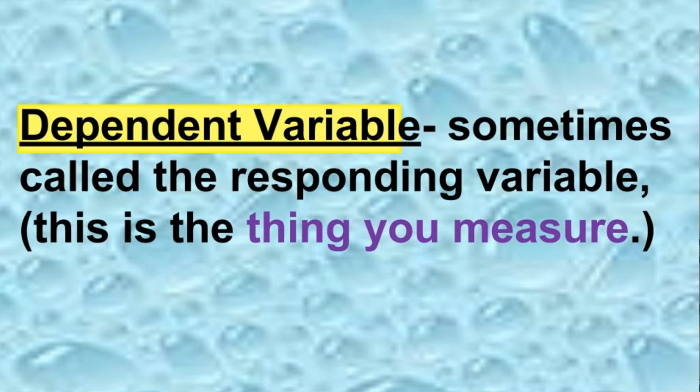Now the dependent variable, that's the thing you measure. Okay, in this case, it's the height of the plant, right? The thing you measure, that's called the dependent variable. Sometimes we call it the responding variable, but it's the thing that you measure. Okay, so by running a controlled experiment, we can know for sure if something is affecting something else.